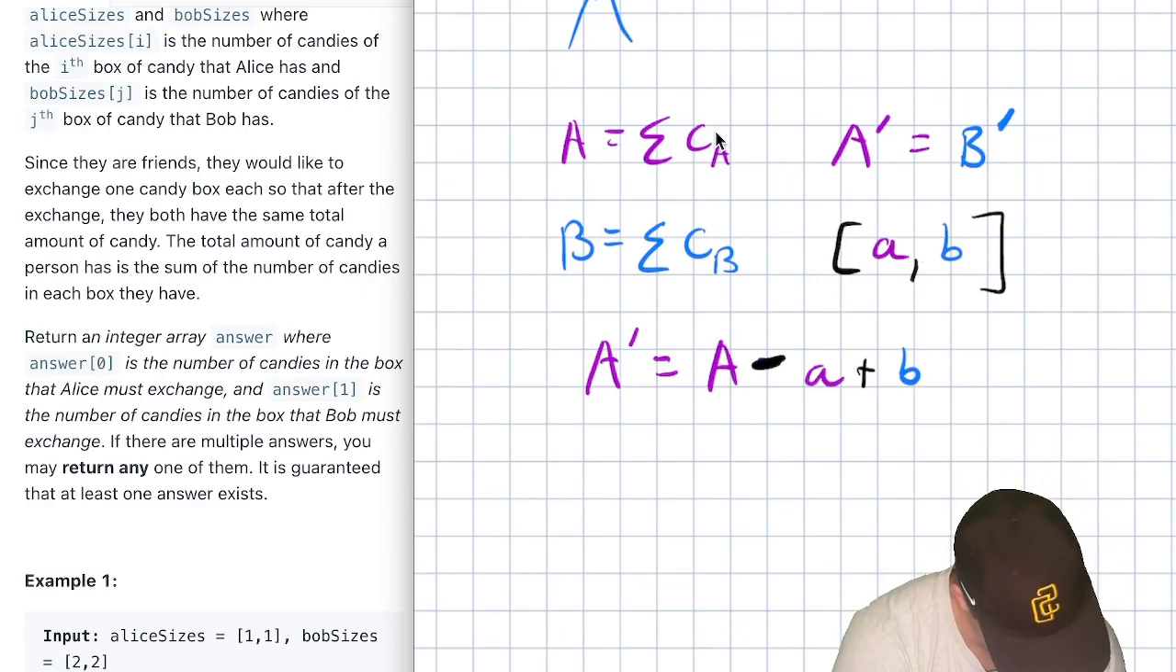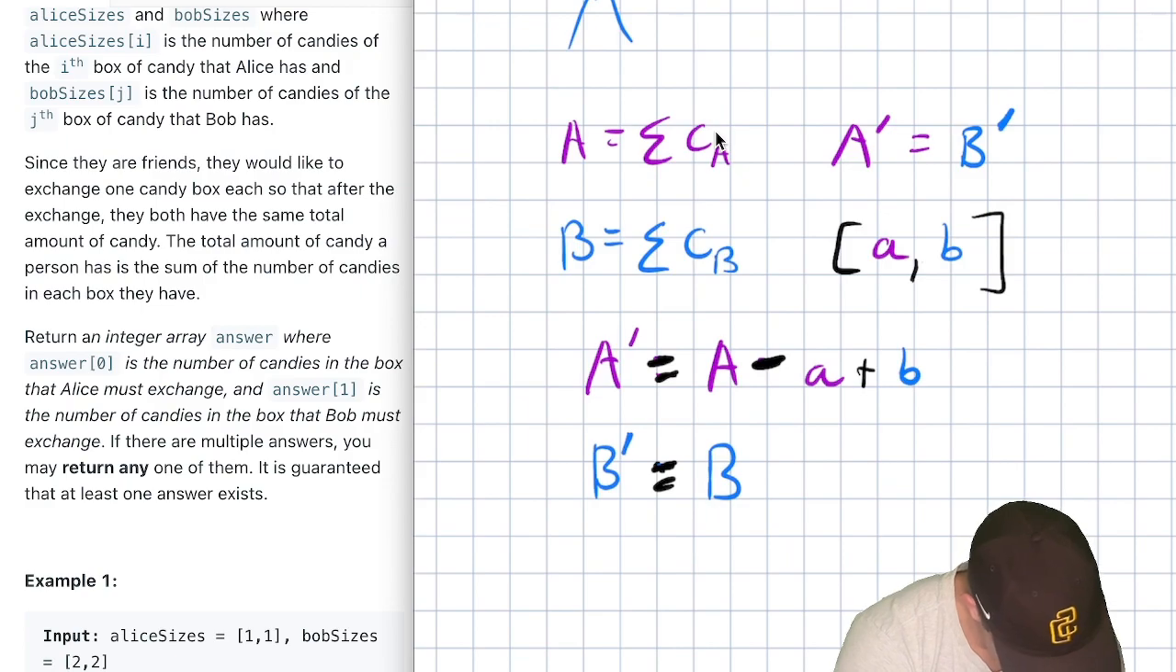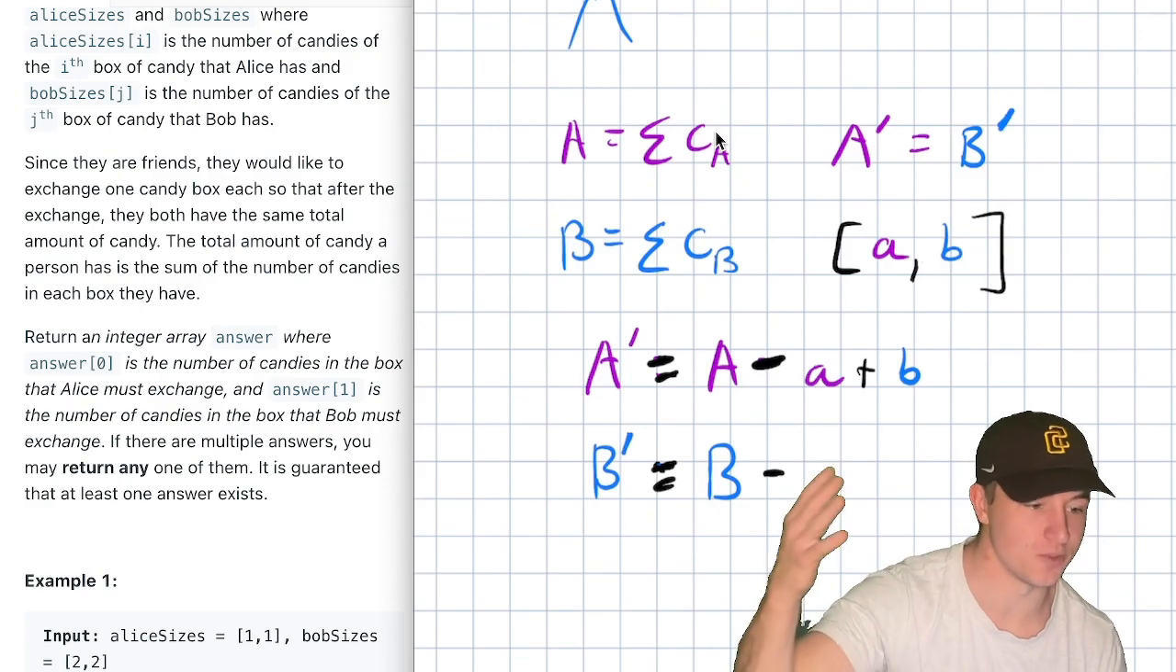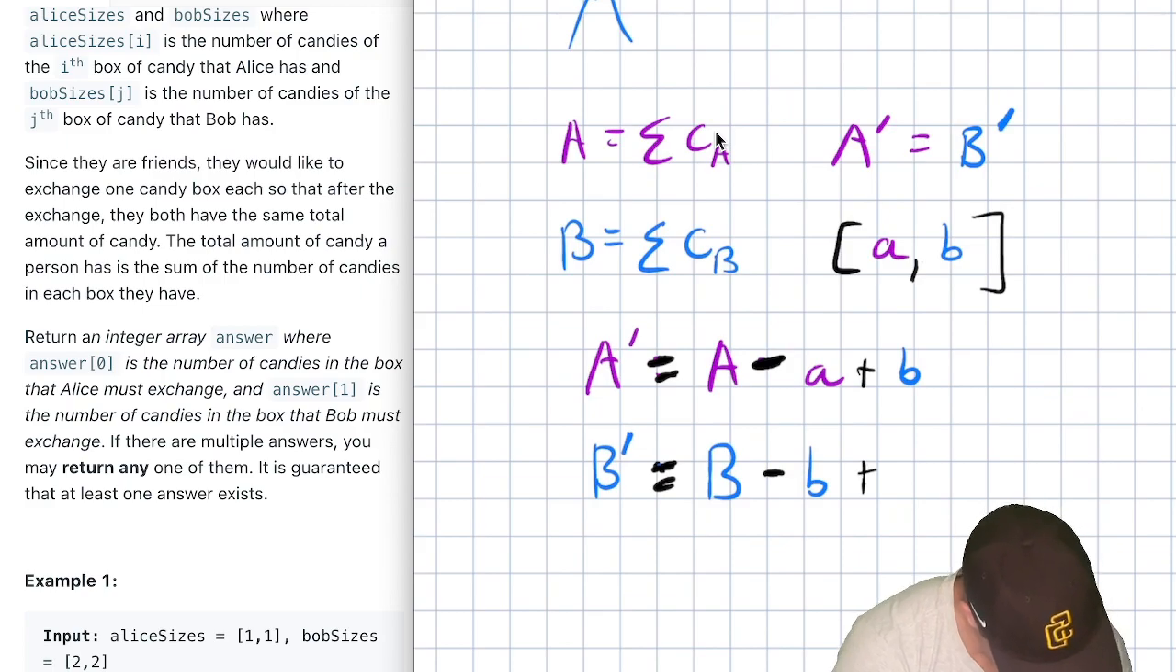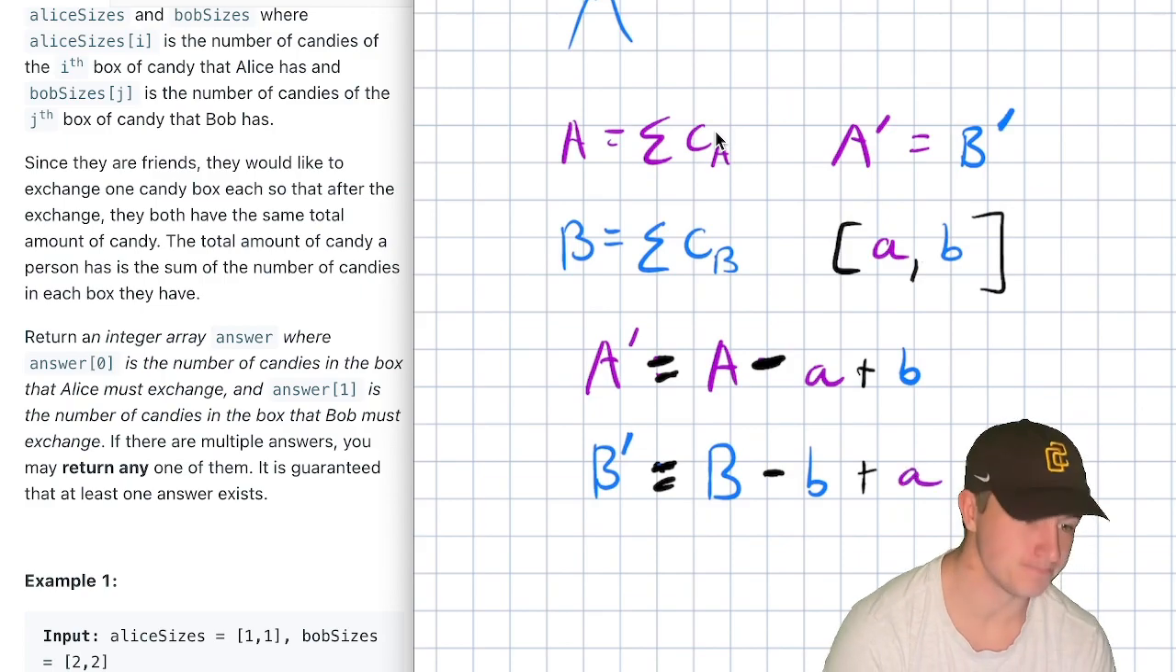What about Bob? Bob, very similar, right? Let's make this all consistent here. Bob's going to have his initial amount of candy, but he's going to lose the candy that he gives Alice, right? He started with some amount of candy. He gives one of those packages away. That's no longer his candy anymore. He's going to lose some candy, and he's going to gain whatever Alice gives him.